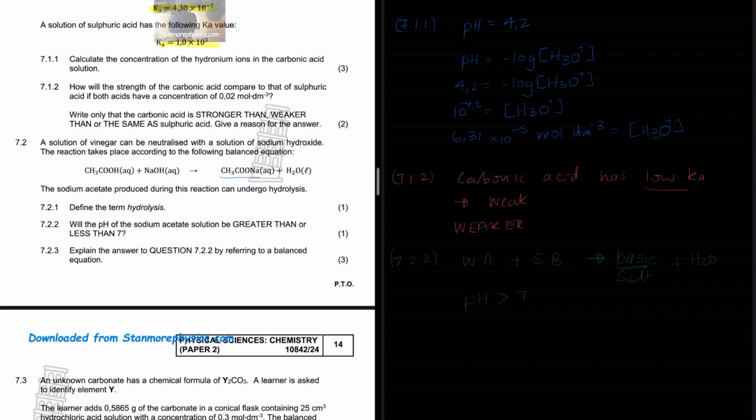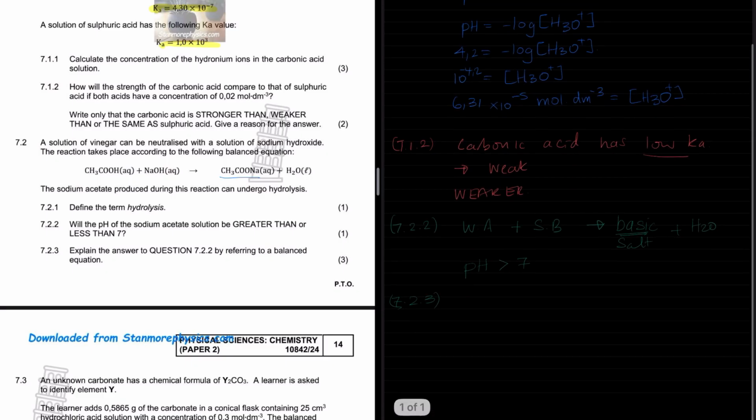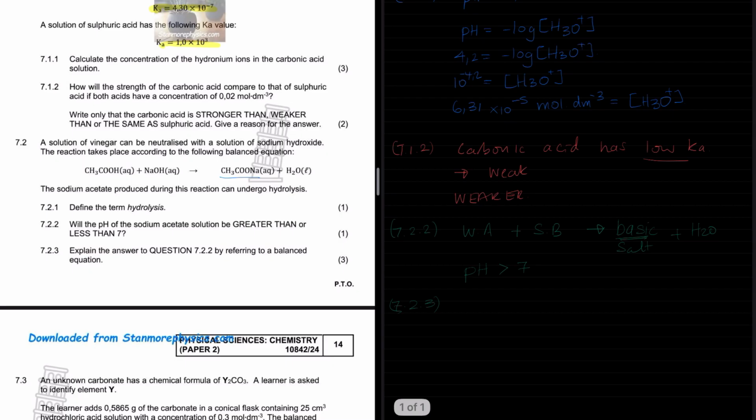Now, how do we explain this? We explain this by using the process of hydrolysis. How do we do hydrolysis? So 7.2.3. To do hydrolysis, we need to look at the salt. So the salt is CH3COONa. Now we need to break the salt up into its ions. So CH3COO minus, and Na plus.